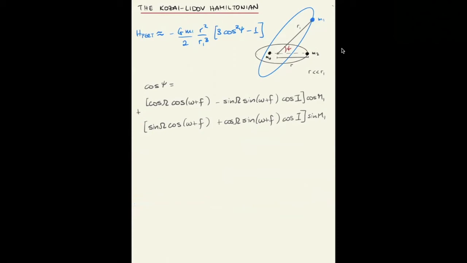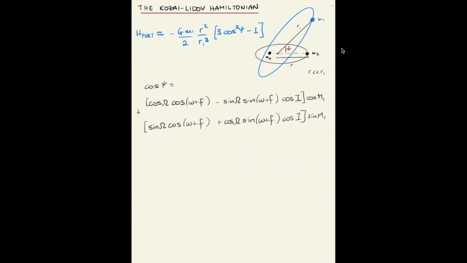So let's work out the Kozai-Lidov Hamiltonian and its consequences. Again, this is a hierarchical triple. We have the binary pair here, M0 and M2. M2 is a massless particle, and there is a perturber, a mass M1, on a distant orbit, where R, the separation between M0 and M2, is much, much less than the semi-major axis of the outer binary.